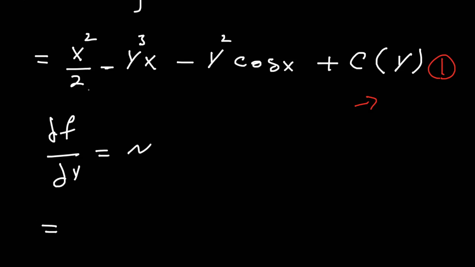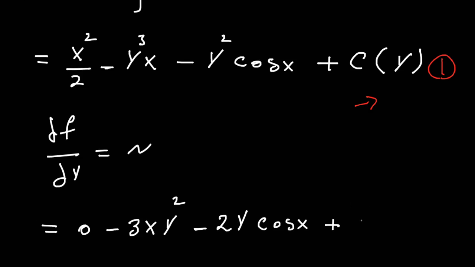x squared divided by 2 with respect to y, that's 0. And then minus y cubed times x, that's minus 3xy squared. And then minus y squared times cosine x, the derivative is going to be minus 2y times cosine x. And then the derivative of c in terms of y is going to be c prime in terms of y, and we will have to set this to be equal to n.